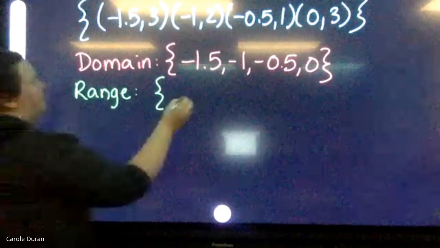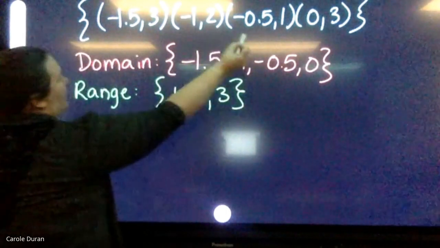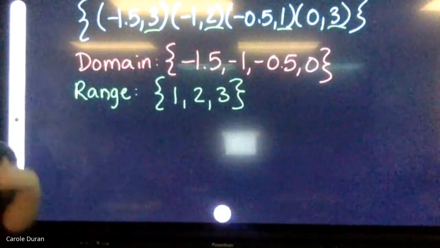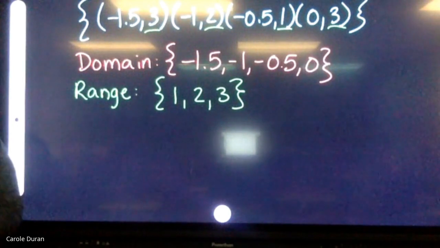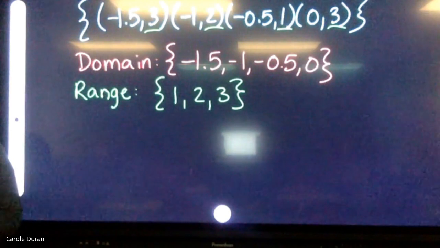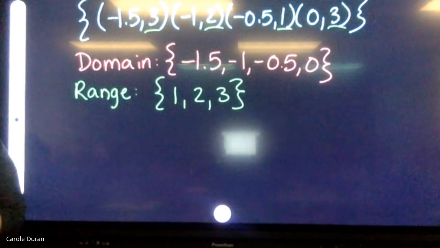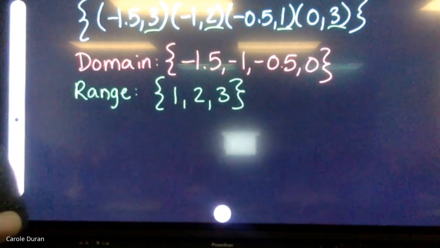1, 2. So he did 1, 2, and then he recognized that 3 was repeated twice, but I only had to include it once because we don't repeat numbers. So 1, 2, and 3 should be the numbers in your range. They don't have to be in that order. How many of you got those 3 numbers in your range? Do we all feel okay with identifying the domain and range values from a set of numbers?